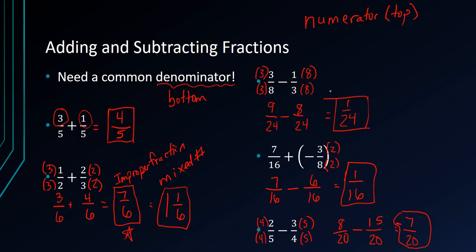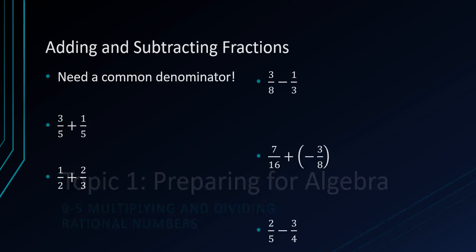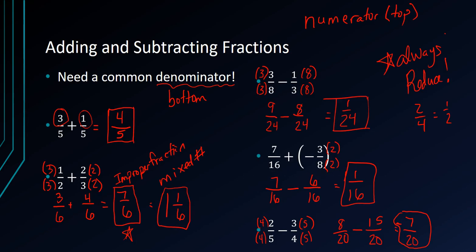Now, it wasn't the case in any of these, but if you can reduce, always reduce. Okay, that's very important. So if you had something like 2/4, make sure you reduce to 1/2. We always reduce our fractions. Okay, and that is it for adding and subtracting rational numbers.